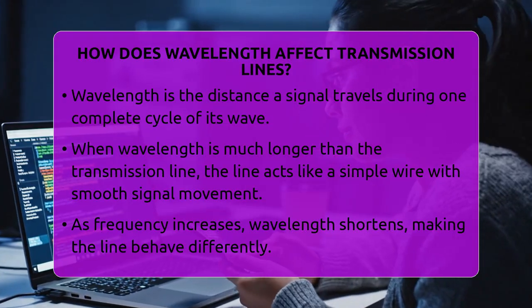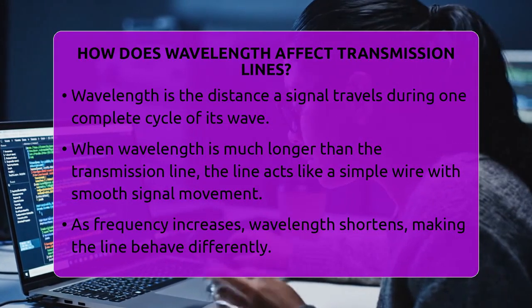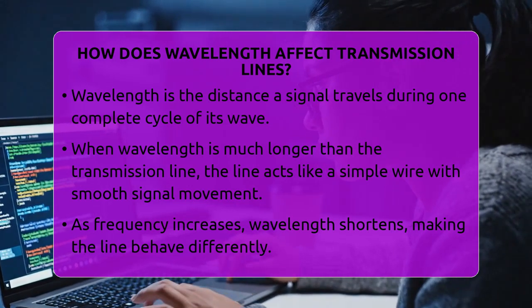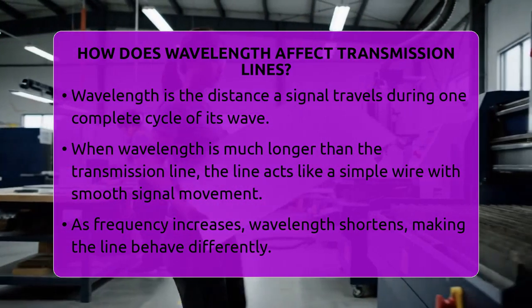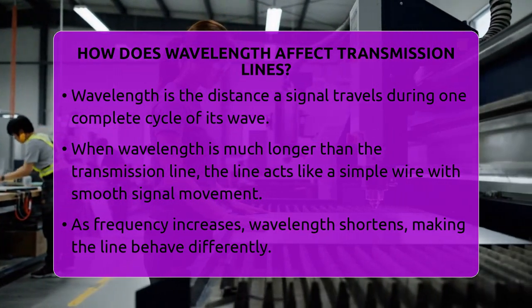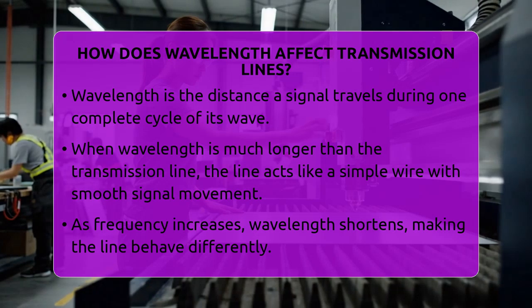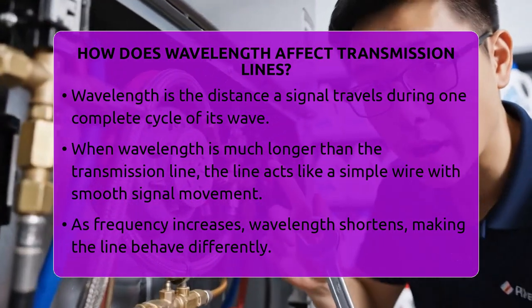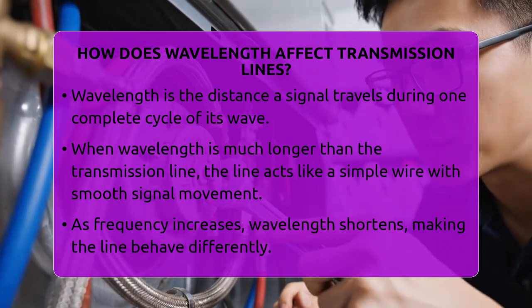How does wavelength affect transmission lines? Imagine you're trying to send a message across a busy highway. The way your message travels depends a lot on the distance and speed. That's similar to how electrical signals move along transmission lines. Wavelength is a key factor in this process. It's the distance a signal travels during one complete cycle of its wave.